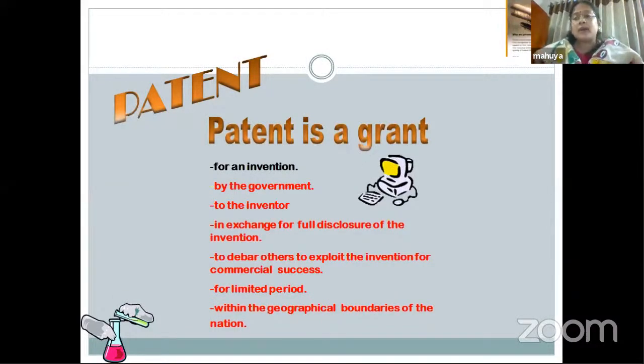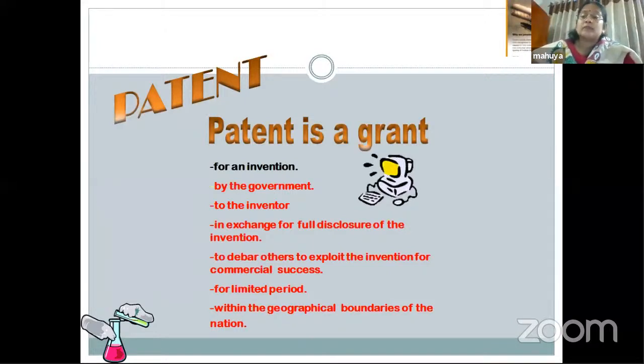Now I come to the point: what is a patent? Basically, a patent is a grant for an invention by the government to the inventor in exchange for full disclosure of the invention. A patent is a grant for an invention, not for a discovery. Suppose you have discovered some new plant from your area. That new plant is not a patentable item.